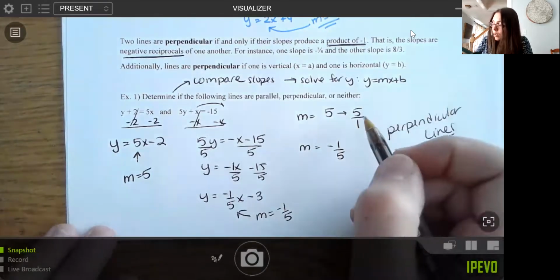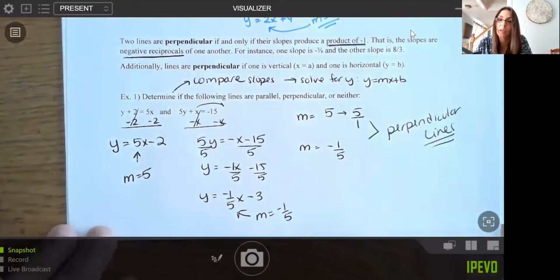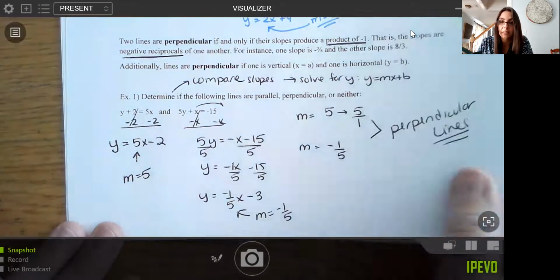Now, if you're not sure, you can always multiply these together. If you multiply them together, you still get that -1. So that's another way that you can check for perpendicular lines.